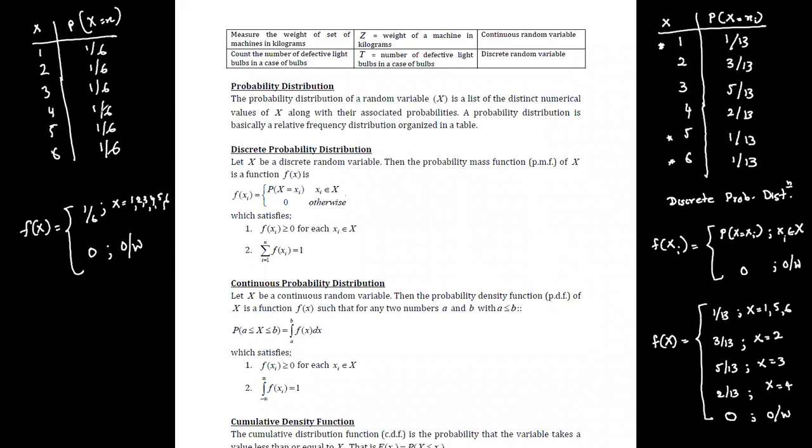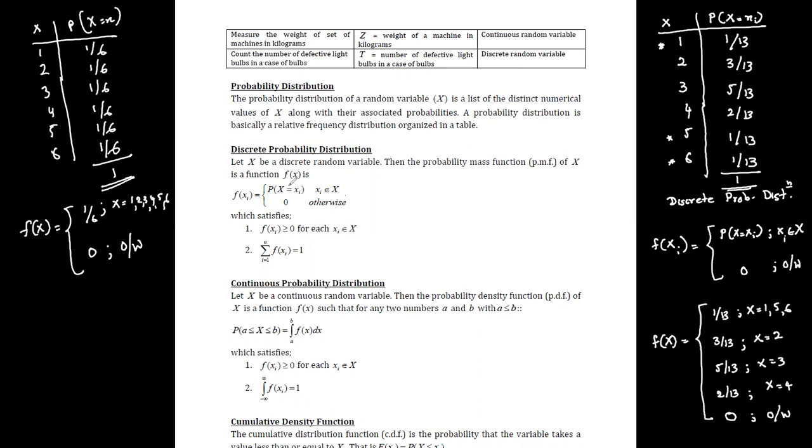If you see this example, here 1 over 6 six times, we get the total as 1. If you see the total on this one, it is 1 over 13, 3 over 13, and so on. If you get the total, again this should be equal to 1. If and only if these two conditions are satisfied, then we can say it is a discrete probability distribution.